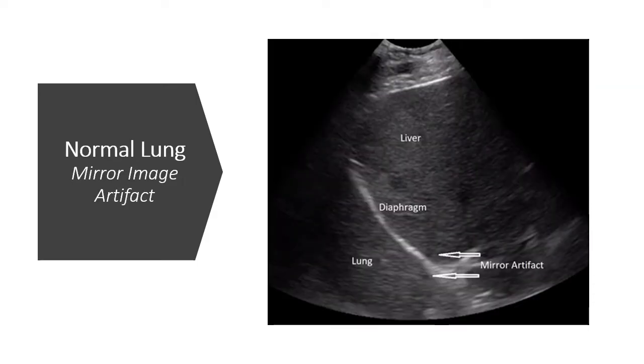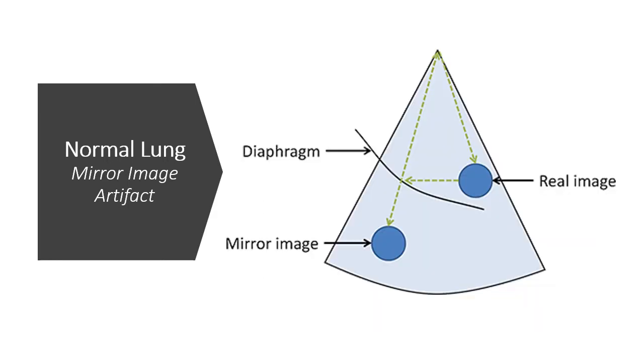So I want to go back to the normal lung to show you something that might confuse you. In the normal lung, you occasionally get an artifact that's known as mirror image artifact. And what you see here in the ultrasound screen, while you're trying to look at the lung, is that it looks like it's consolidated and collapsed. But what's actually happening is that you're seeing a mirror image of the liver that's on the other side of the diaphragm. So let me explain why this happens.